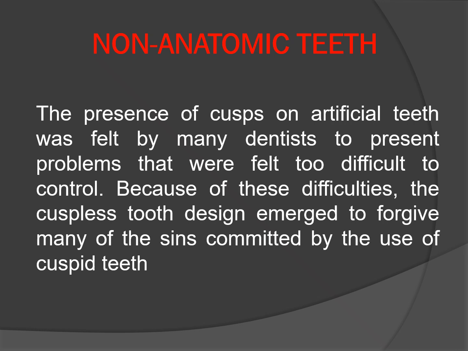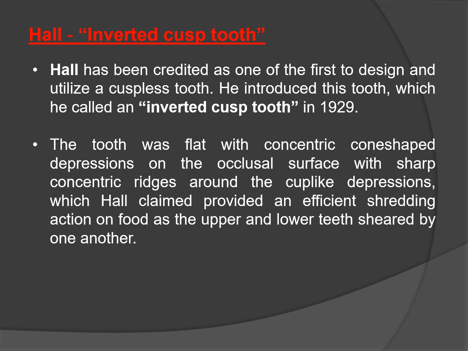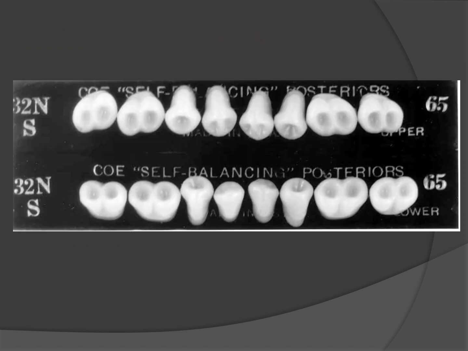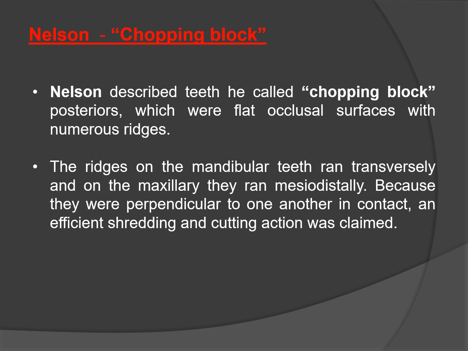Non-anatomic teeth are flat teeth, and they are specifically used in situations where there is a poor ridge form, or where there is no possibility of using anatomic or semi-anatomic teeth. One of the first teeth was called Hall's inverted cusp tooth. It was introduced by Hall in 1929. This presented with concave surfaces on the occlusal surface. So it is like this. It looks like flat teeth with inverted cusps, which means the cusp is going inside the tooth. That is why these are called inverted cuspal teeth.